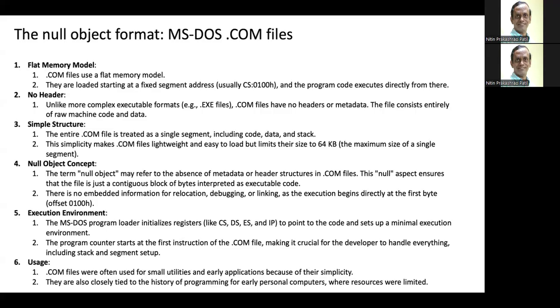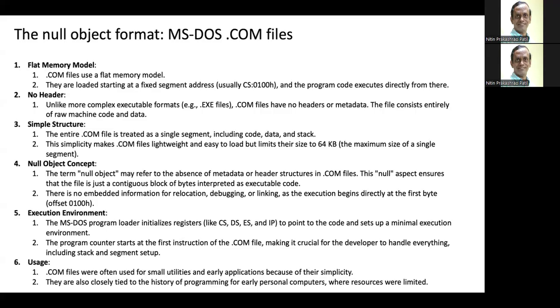Further, these files don't have a header. Other executable formats like EXE, a.out or ELF32 may have their own headers, but .com files never contain a header or metadata. They entirely contain the raw machine code and data. I will be showing you an example at a later stage.